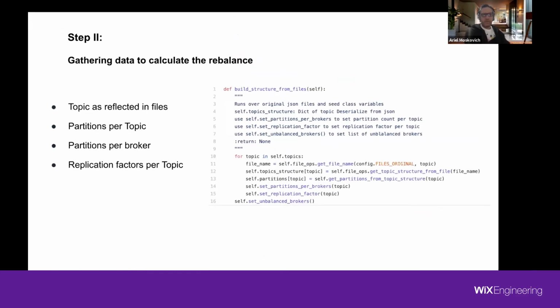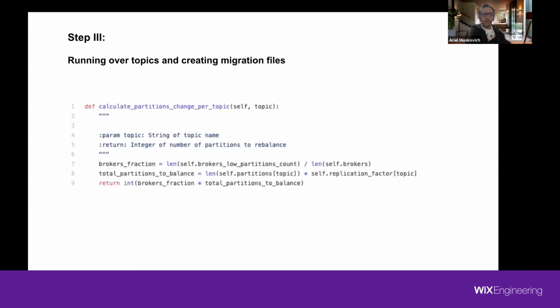After creating those files, I'm collecting some data that I will use later in the rebalance process: how many partitions I have per broker, per broker and per topic, and the replication factor. And after I have all this data that I need per topic, I will calculate the number of changes that I need to do per topic in order to get into the balanced state. So how do I calculate that?